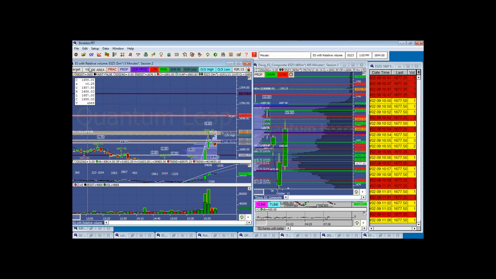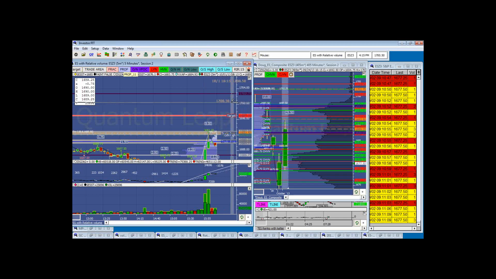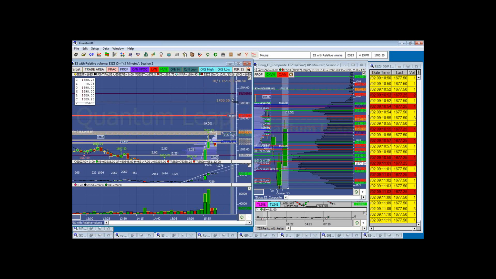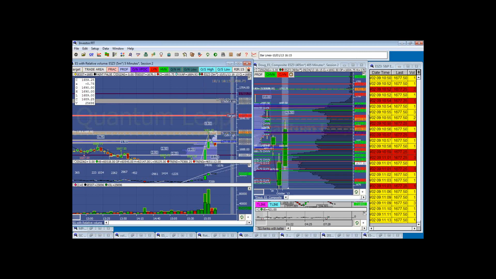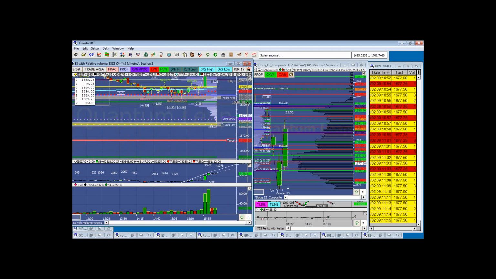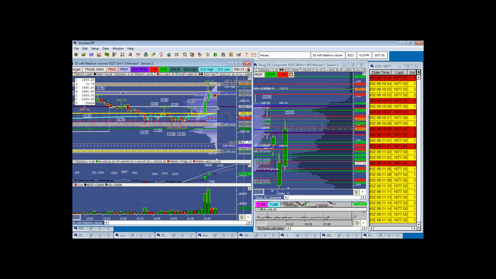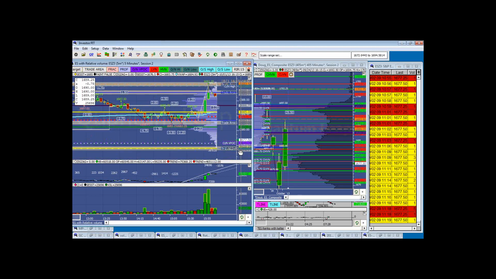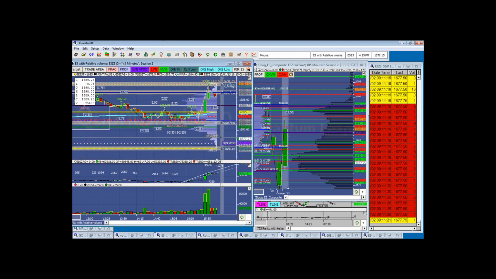And I will have a trade level up there as well between the 1700 and the 1701. So that's what I'm looking at in terms of areas to do business. Of course, if intraday trade setups come into play, we'll take them.